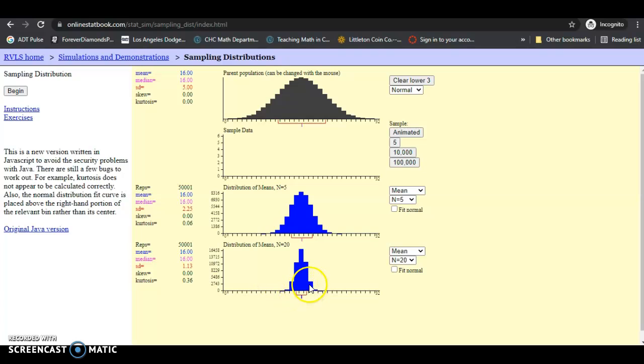So you can see that for a small sample size of 5, the sample means are still normally distributed. But if we increase the sample size from 5 to 20, the graph gets more narrow, but it's still normally distributed. If you click Fit Normal, the graph of the normal distribution models the graph we see here. And the mean of the sample means is still equal to the population mean. But what about the standard deviation of the sample means?